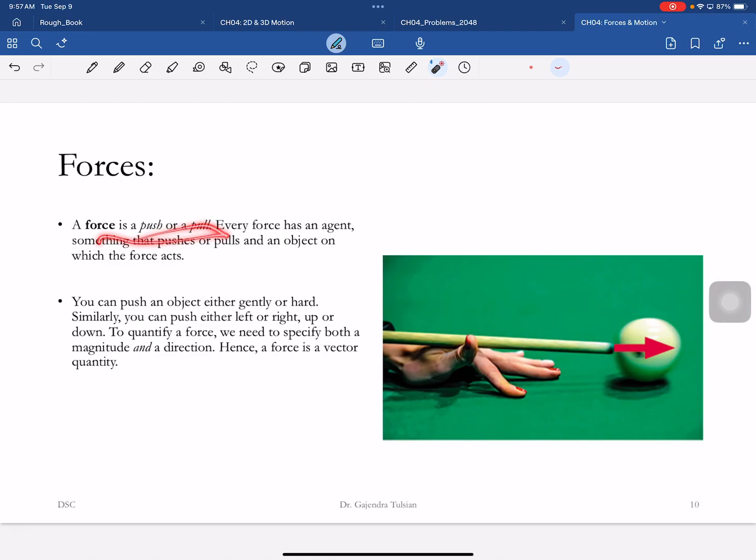So a force is a push or a pull, and every force has an agent. So this is the agent, and that's the object on which the force is acting. Now, you can push this object harder or whatever. The force has a magnitude and direction. When quantities have magnitude and direction, they are called vectors. They are represented by vectors, and we want to understand that. So force has a direction and magnitude.